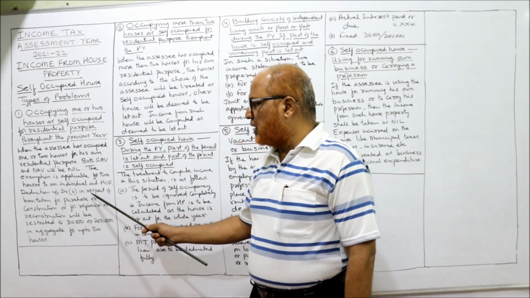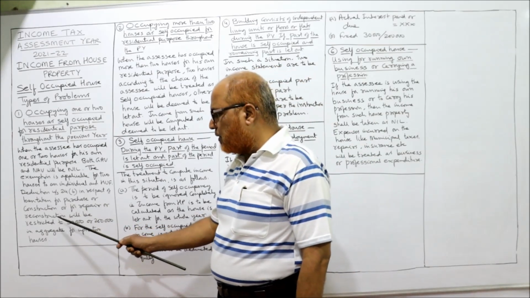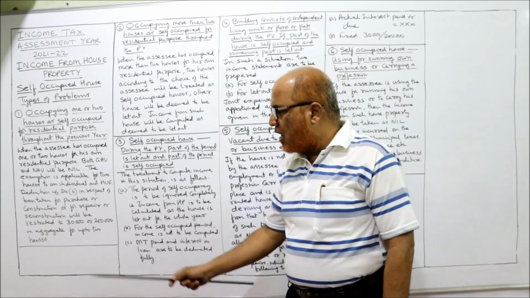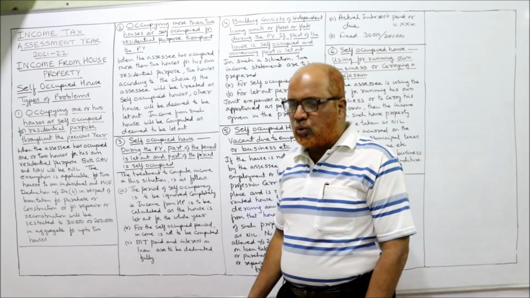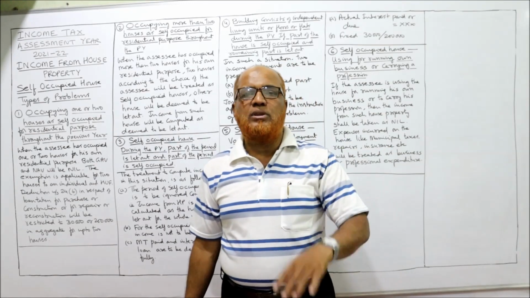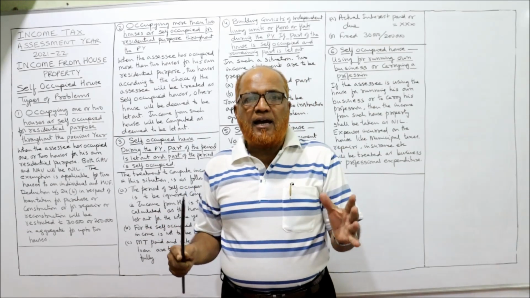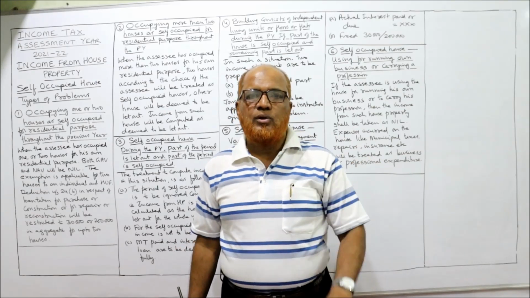Now, the deduction under section 24(b) in respect of a loan taken to purchase, construct, repair or reconstruct will be restricted to rupees 30,000 or 2 lakh in aggregate for up to two houses. Exemption will not be given separately for both the houses. The aggregate deduction will be given as 30,000 or 2 lakh.